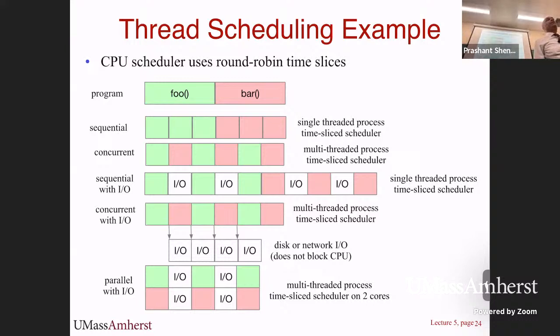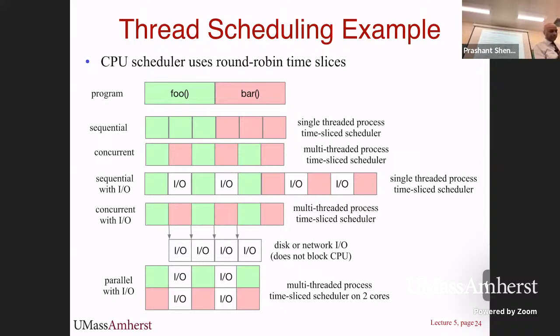So depending on the scheduler, what happens in the process and how it does IO, you will get different interleaving behavior. Is this clear? Any questions?